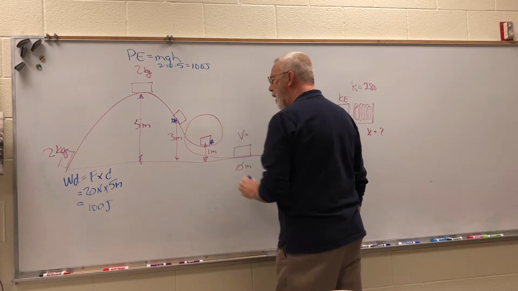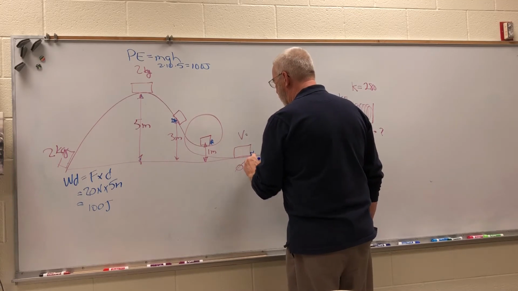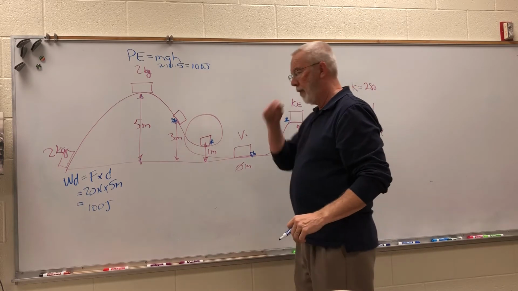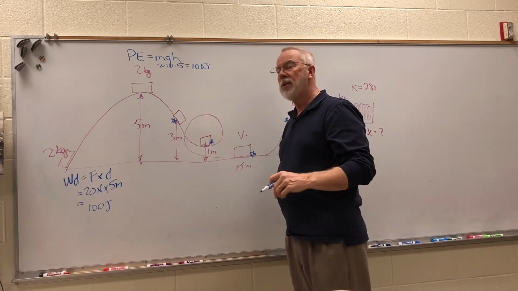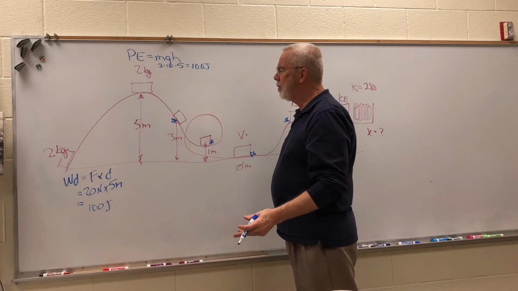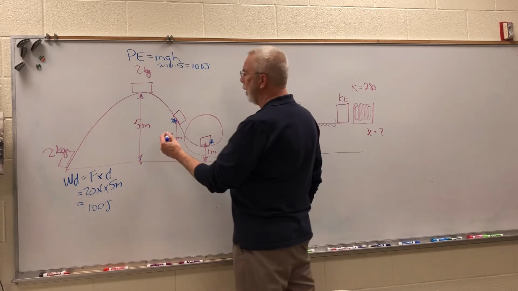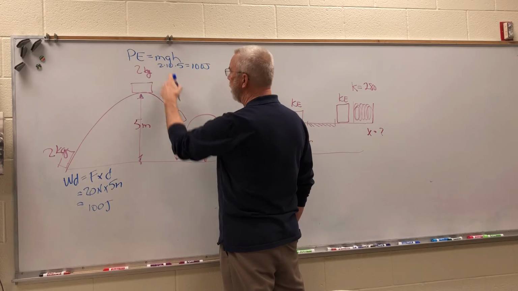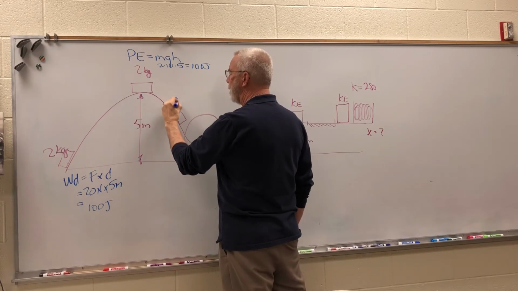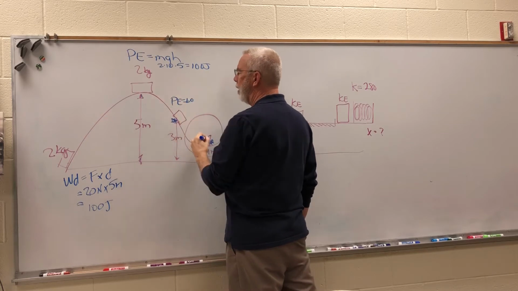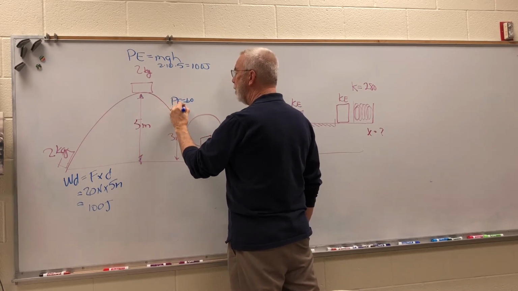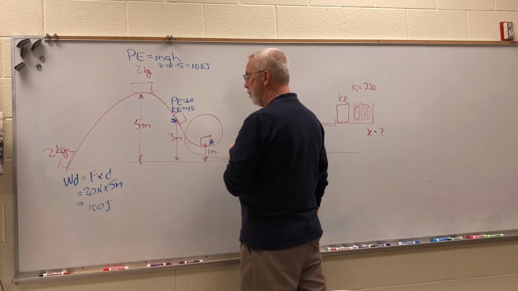Now, that means that at this spot right here, there's 100 joules. Right here, there's 100 joules. Right here, there's 100 joules, and so on. And I said in class, solve for the potential energy first, and the rest of those energies will be easy. So we've got 2 times 10 times 3, so the potential energy is equal to 60. Well, that means that the kinetic energy must be equal to 40.